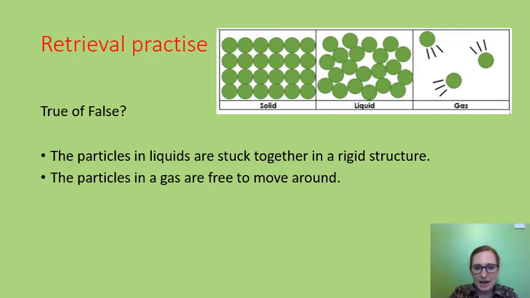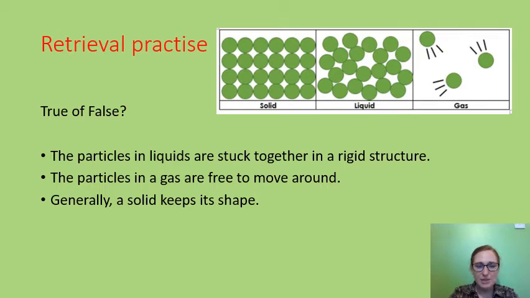The particles in a gas are free to move around. Is that true or false? It is true. If you look at our picture, the gas particles are flying around, and gas particles fly around the room all of the time. They bump into each other sometimes, they go around one another, but they fill the space, they escape through small gaps, they are everywhere.